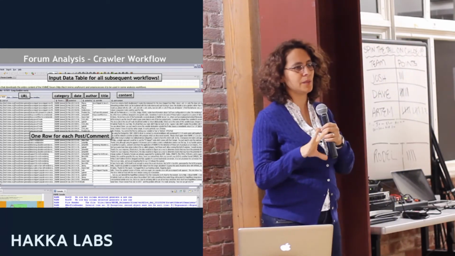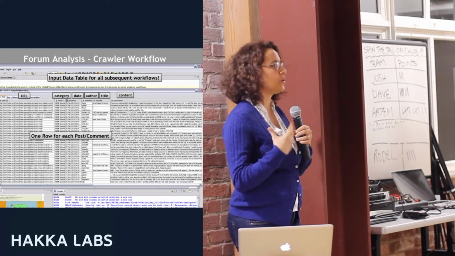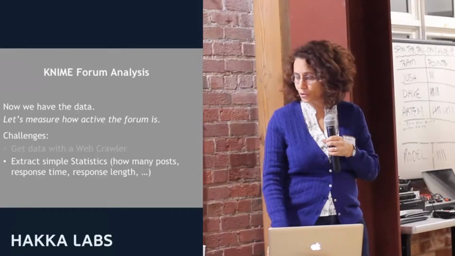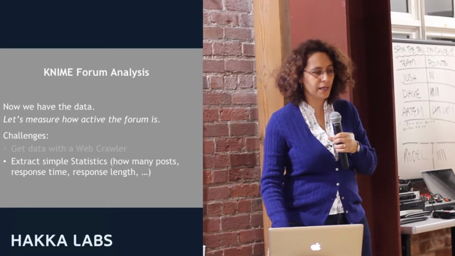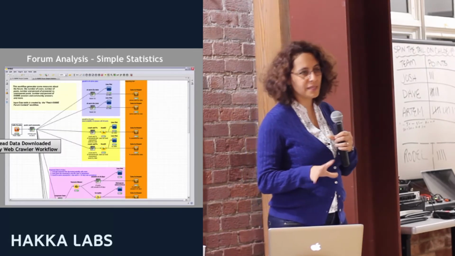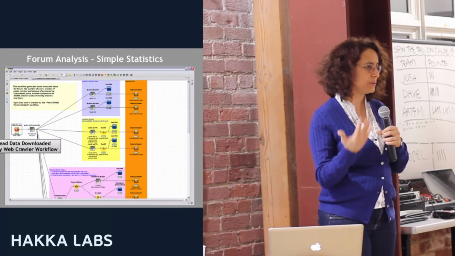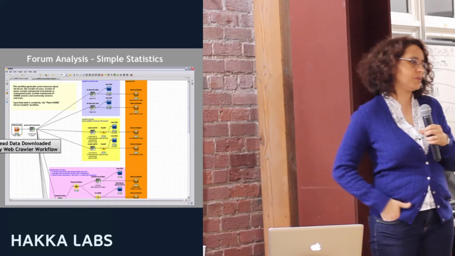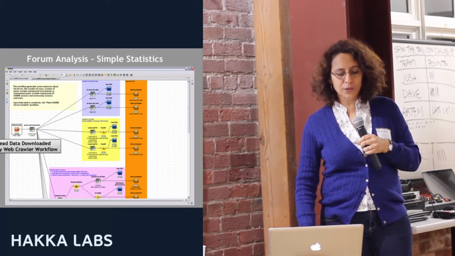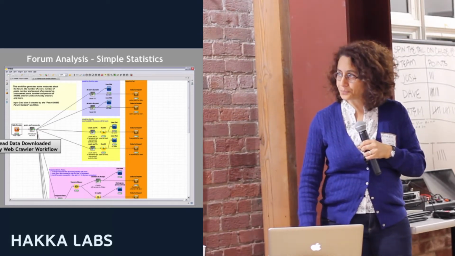Okay, so now let's go with the measurement. First of all, I want to know how active the community is. So I want to know if they write, if they answer, how many people answer, how much they write, and all those things that are related to the activity of the community. To do that, I use some basic statistics, so some counting, some average measures, nothing special. And this is the workflow that I use to calculate these statistics.